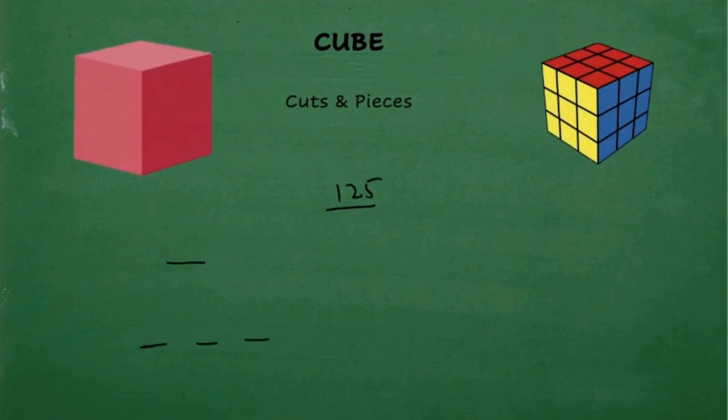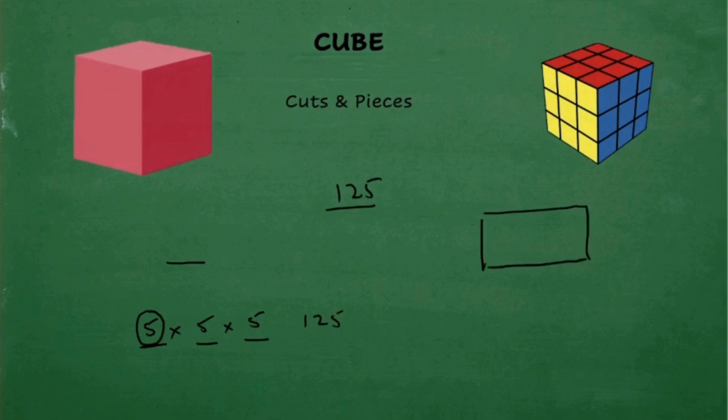So to have 125 pieces in three directions, I will have to make 5 pieces in one direction, 5 in the other, that will be 25 pieces, and 5 in the third direction, that will be 125 pieces. Now to have these 5 pieces, let's say we have a plank here, and whenever we have to make this plank into 2 pieces, we'll make one cut here. So with one cut we have made 2 pieces. Now if I want 3 pieces, I will make one more cut. With 2 cuts I have 3 pieces. With one more cut, that is 3 cuts, I have 4 pieces.